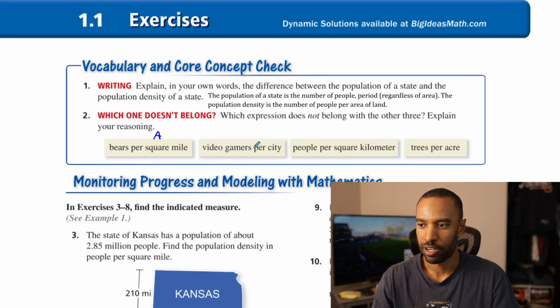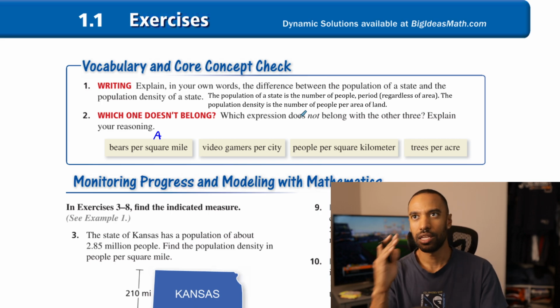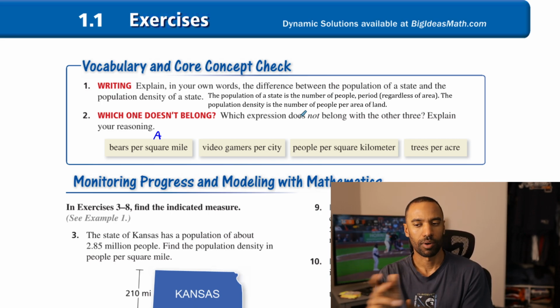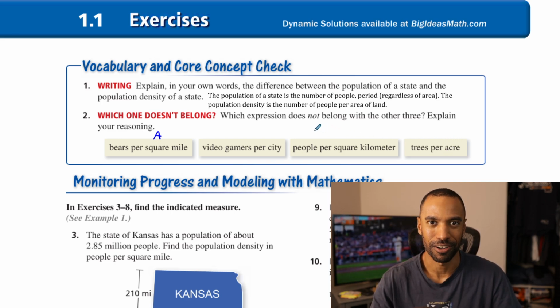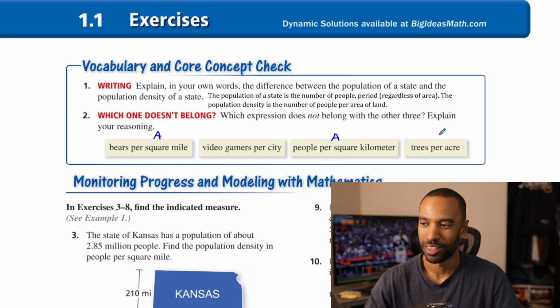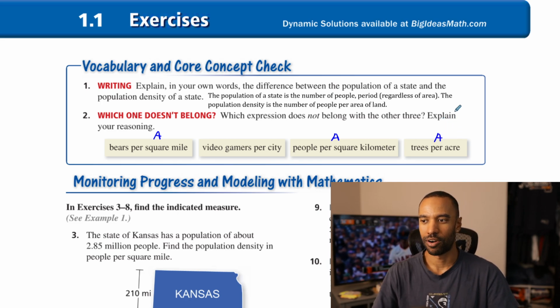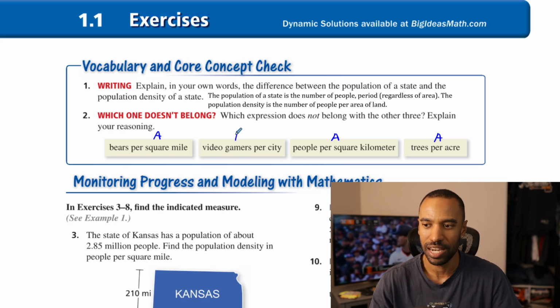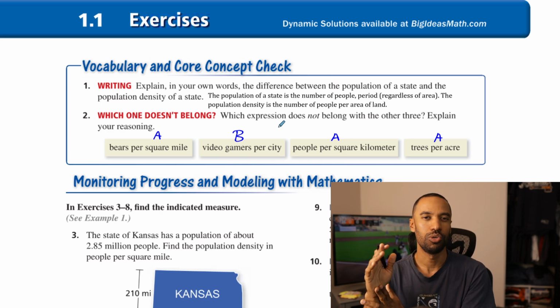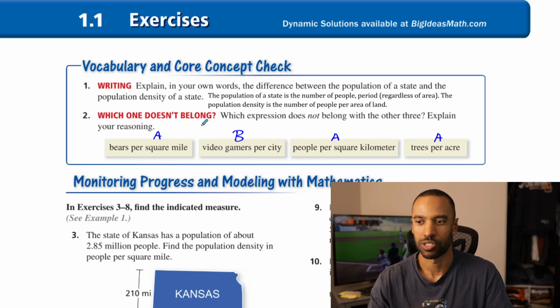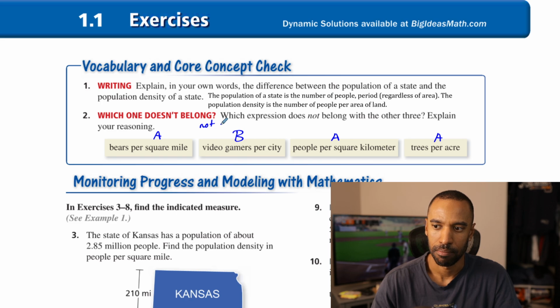Bears is not people, video gamers and people are people, trees are not people, so it's not about that. Per square mile, per city, per square kilometer, and per acre. City is not a uniform kind of area measurement, right? Square mile is, square kilometer is, and even acre is. I don't really know how acres measure, but I'm not really good at that. But I'd say these are all the same as far as they are comparing to actual areas. Per city may be some form of density, but city is not a uniform area amount in comparison, not an area measure.